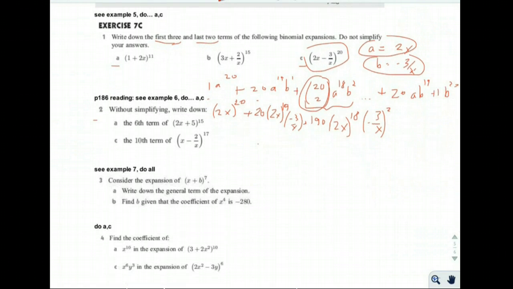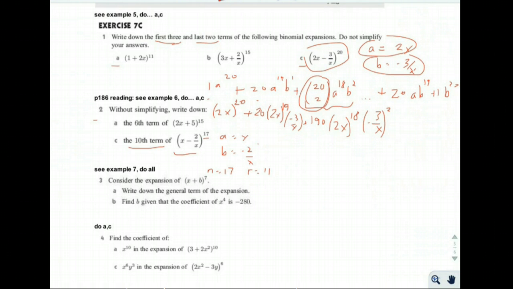Number 2, without simplifying, write down the 10th term of this binomial here. What are the a and b here? A is equal to x, b is equal to negative 2 over x. For the 10th term, n equals 17, because it's a 17th degree equation. And then r would be 9, because they asked for the 10th term.